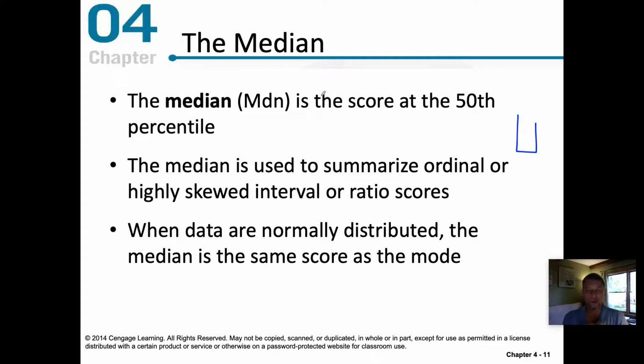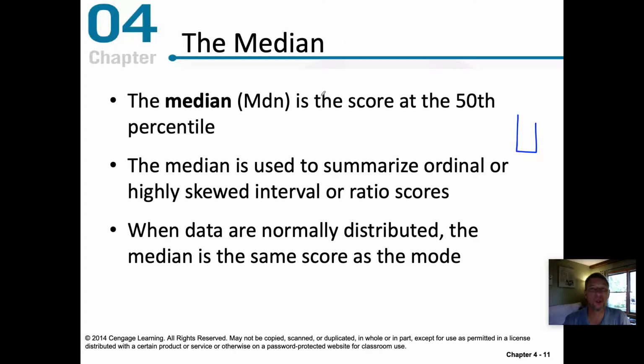So the median is used generally to summarize ordinal or highly skewed interval or ratio scores. Ordinal, remember, is when the numbers are in order, and the highest one is bigger than the lowest one. They're not just names, but they may not start at 0. They may not even have a beginning point, if you will. And so oftentimes the median is used to summarize ordinal scores. It can also be used to summarize highly skewed interval or ratio scores.